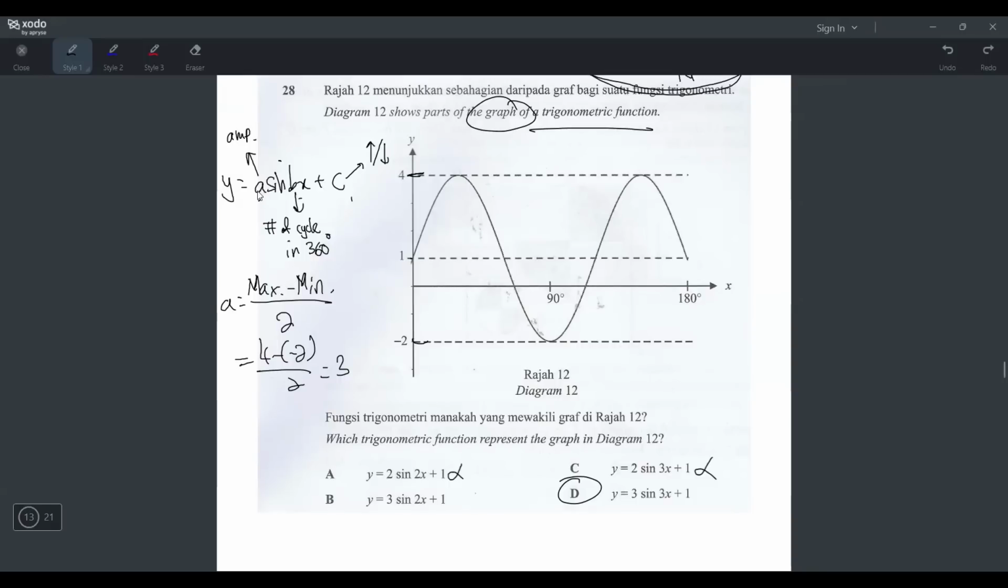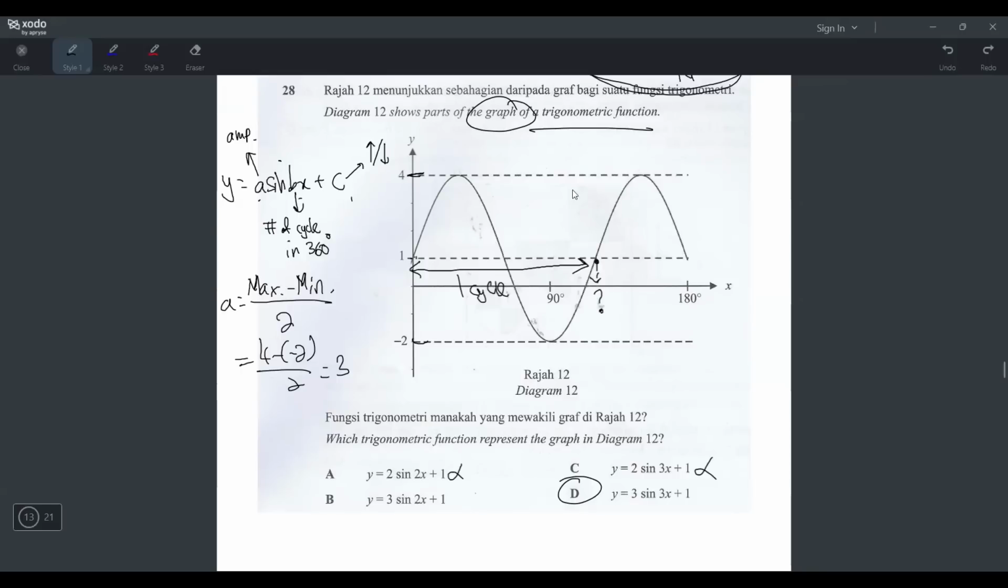Okay, now I know the A is 3 already. But what about B? B is the number of cycles in 360. If you look at this, one cycle is from here to here. Okay, one complete cycle of a sine graph, this is how it looks, right? But I don't even know what the value is here. This value will be the period. What is period? Period is the horizontal length of one cycle. In other words, period is the time taken to reach one cycle. And I don't know how much this one is, right? But actually I know it's 120.